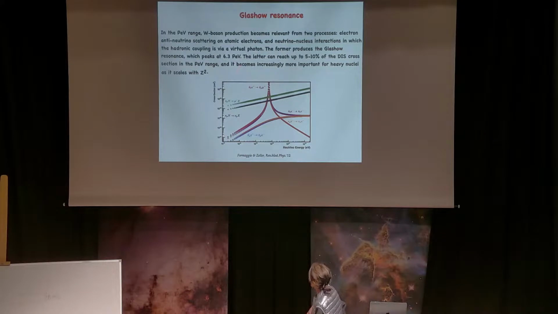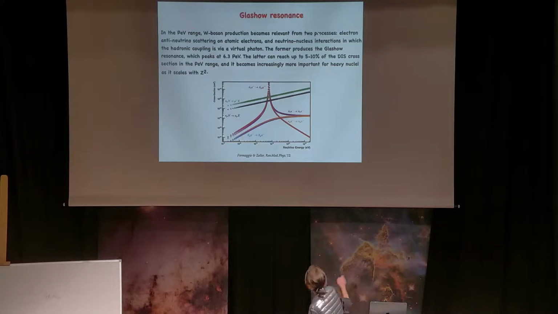After 60 years, this resonance was theorized, let's say, was proposed, and IceCube has measured it, okay? So this is just an enhancement of the s-channel neutrino-electron scattering, okay? So in the PeV range, a W boson can be produced from two processes: either electron antineutrino scattering on atomic electrons or neutrino-nucleus scattering, okay?